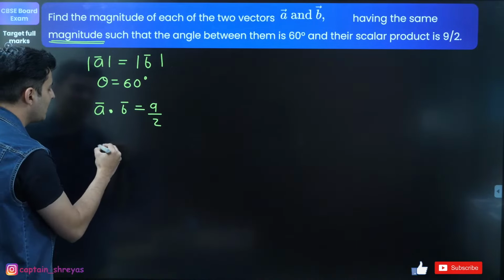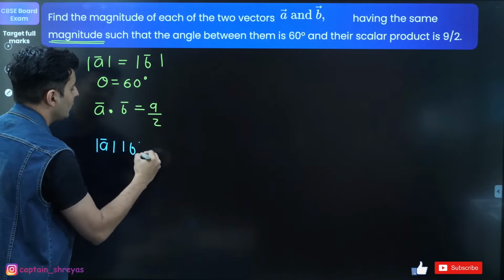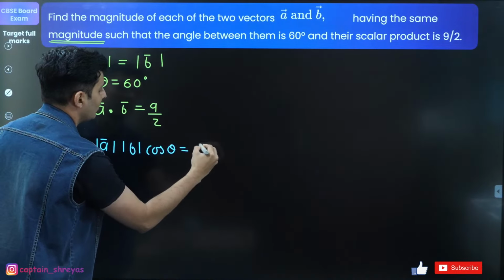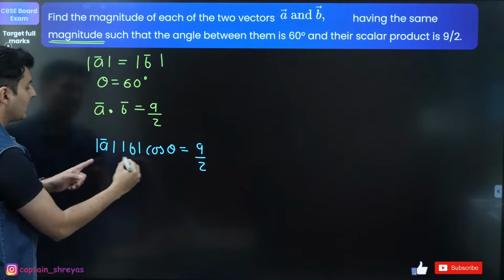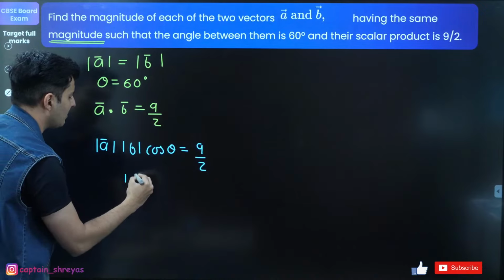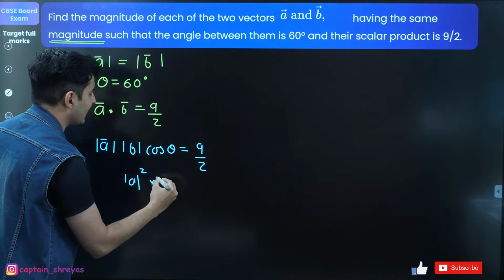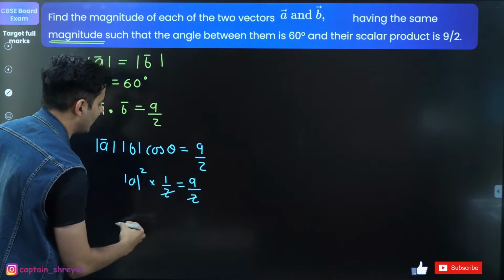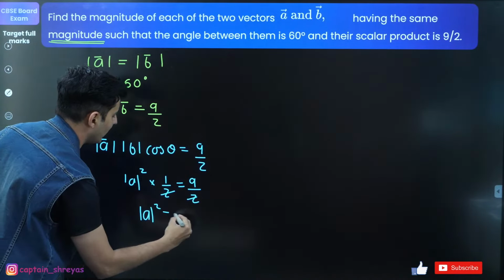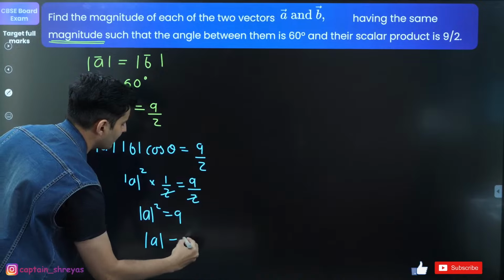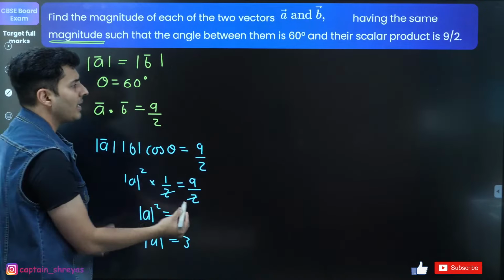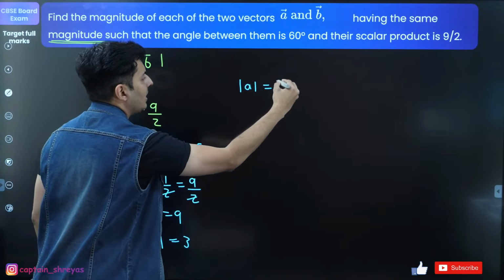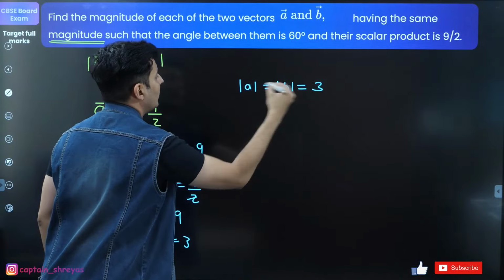So A dot B is magnitude of A, magnitude of B into cos theta, which is basically 9 by 2. Magnitude of A and B are equal, so it is basically magnitude of A square. Cos 60 is basically half, is basically 9 by 2. 2 cancels. So magnitude of A square is 9. So magnitude of A is basically 3. But A and B are equal. So magnitude of A equals magnitude of B is equal to 3.